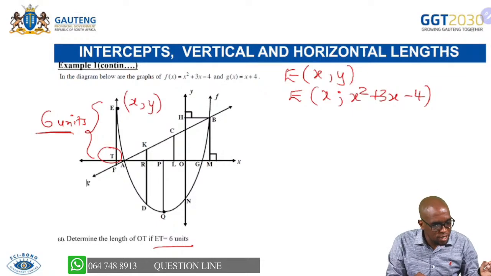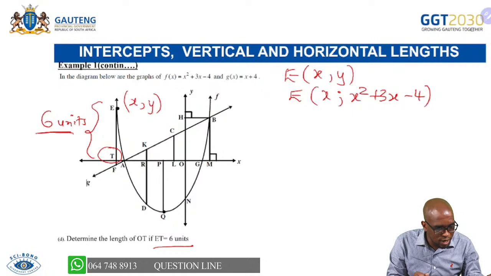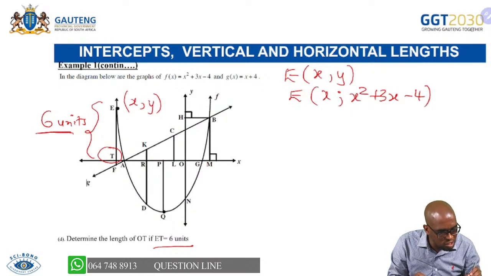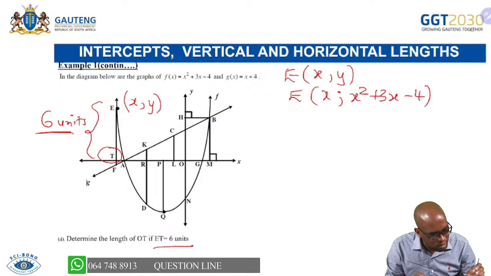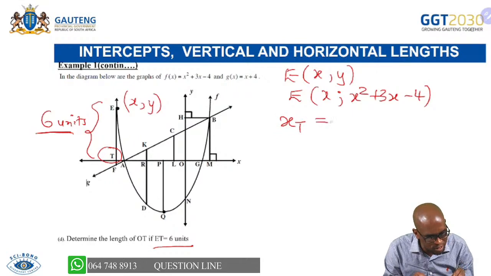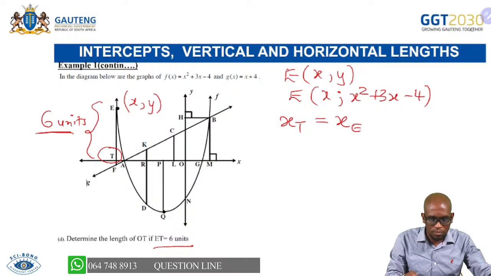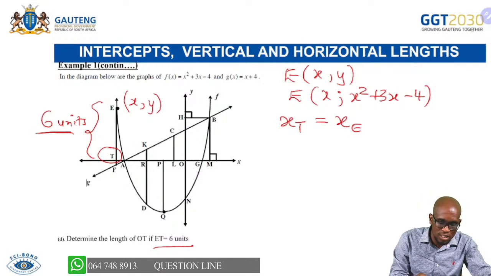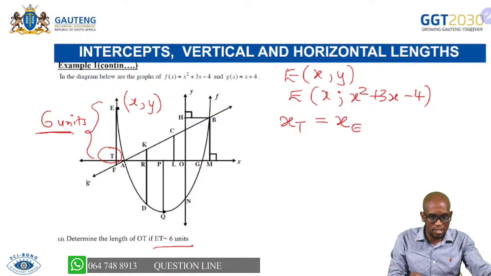Now, we need to work out the length of OT. We need to work out the horizontal length OT, which means if we can find the x value at T, then we would know what the length is. But we appreciate that the x value at T is the same as the x value at E. It doesn't change. So if we find the x value at E, we would know what the x value at T is.